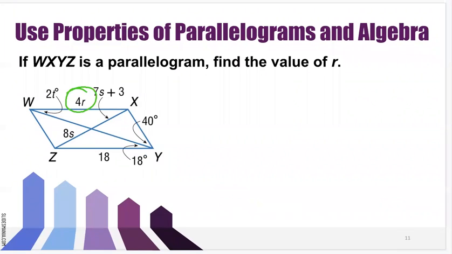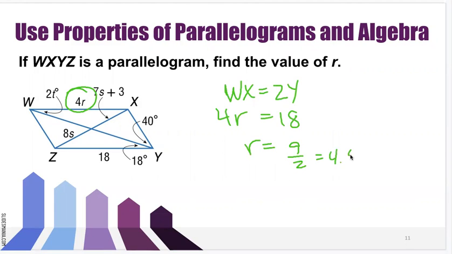All right. So yes, you're correct. WX is equal to ZY. So 4R is equal to 18. And then R, you get 9/2, which is 4.5. Perfect. Thank you. Okay. Next. On to the next one. Y'all are doing awesome.